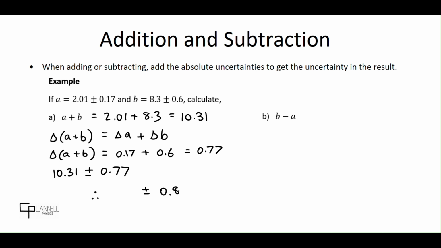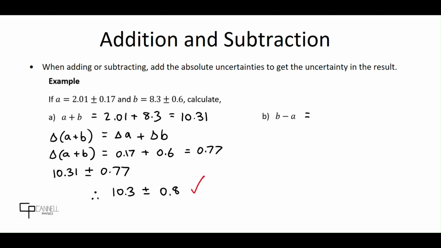But now this means there's one decimal place in the uncertainty. And remember that the uncertainty decimal places must equal the decimal places in the value. So we round 10.31 to 10.3. So one sig fig for the uncertainty, and the number of decimal places are equal. So that is correct. Now let's try the subtraction.